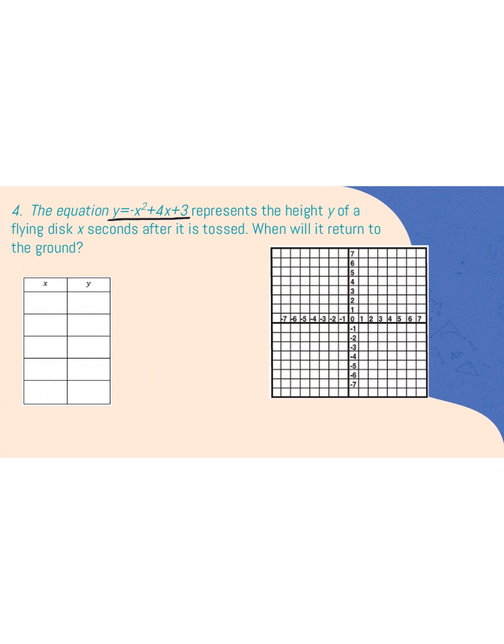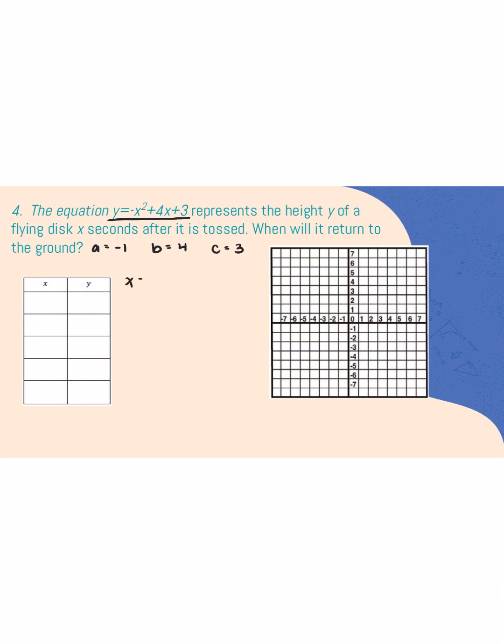Okay, so that represents the height y of a flying disc x seconds after it is tossed. When will it return to the ground? Okay, so we're going to use that to answer this question. Okay, so we're going to start the same. So A equals, well, out front is a -1, B equals 4, and C equals 3.